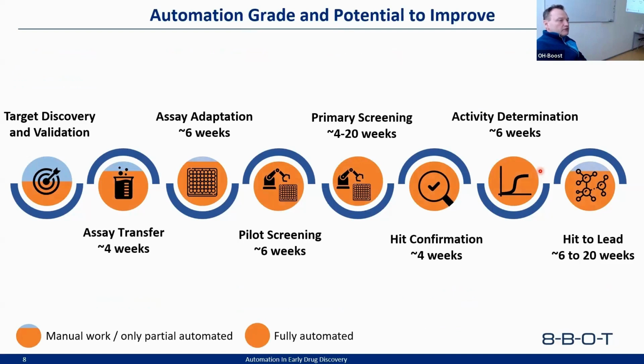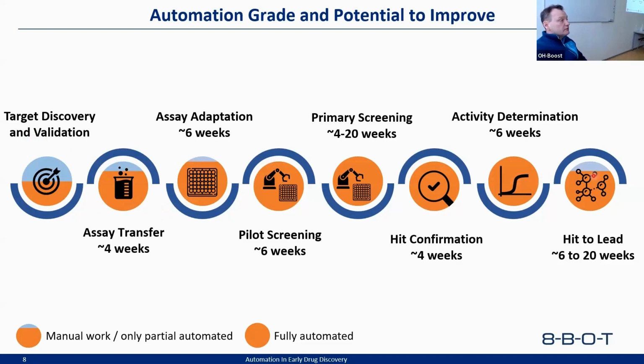This is the same picture, just like with the automation grades. The blue parts are like manual work and the orange parts are fully automated. In early discovery, it's a lot of orange because it's just a lot of compounds. You cannot do a lot of manual work. Target discovery, as said before, is brain work. In assay transfer, you have to take out the manual parts of the manual assay. In assay adaptation, you do a few parts manually, but the rest is fully automated.